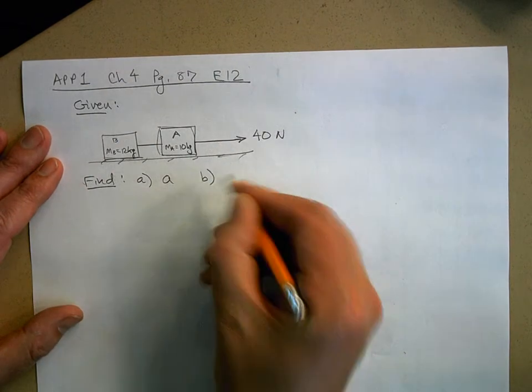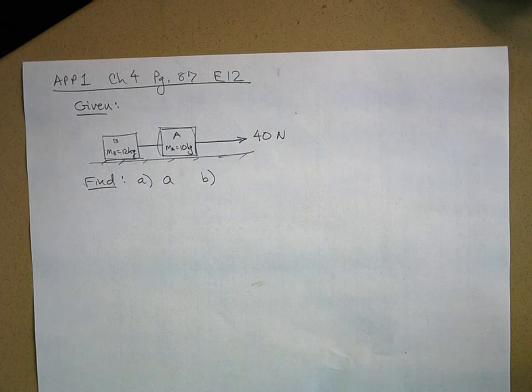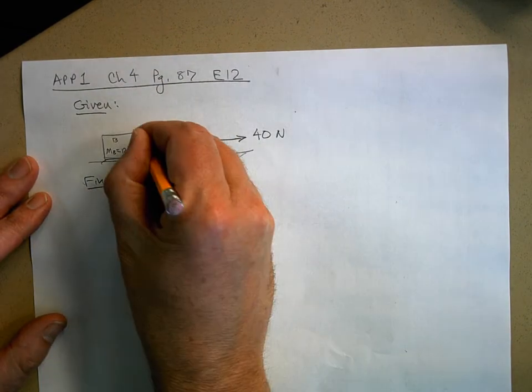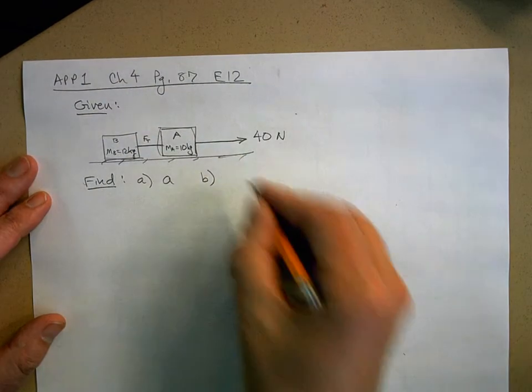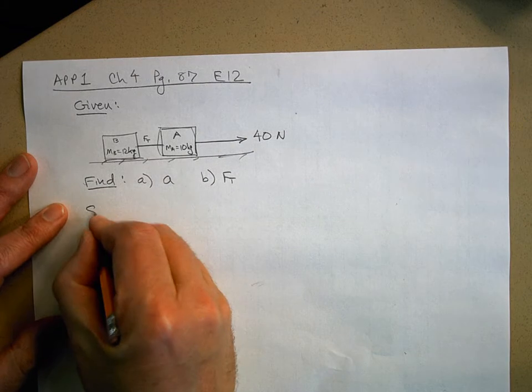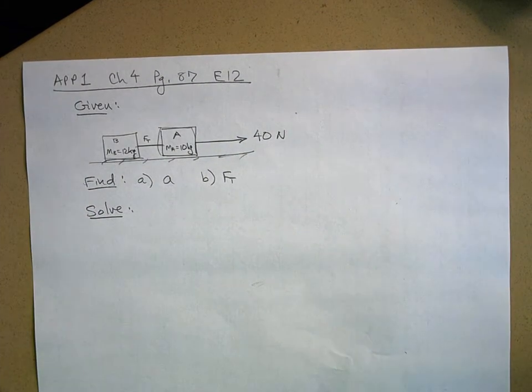And then for part B, it says find the tension in the cord connecting the boxes. So I want the tension force, I'll call that F sub T, T for tension. Let's find that tension force. Given, find, solve. So I just did step 1.